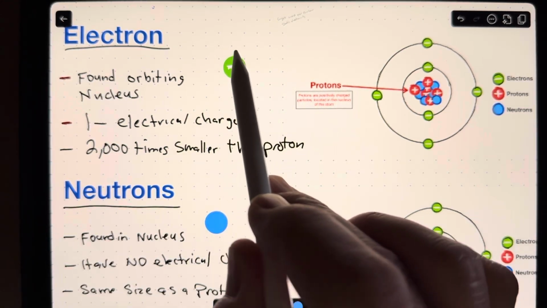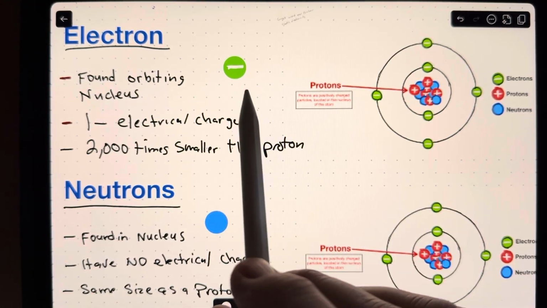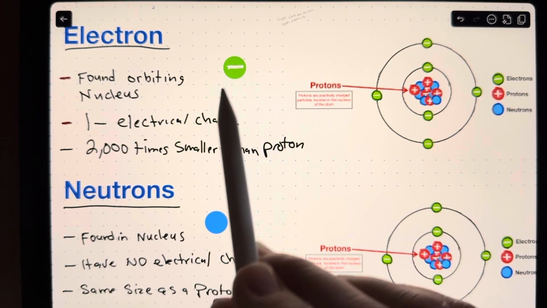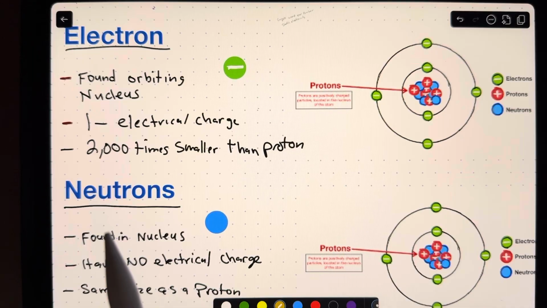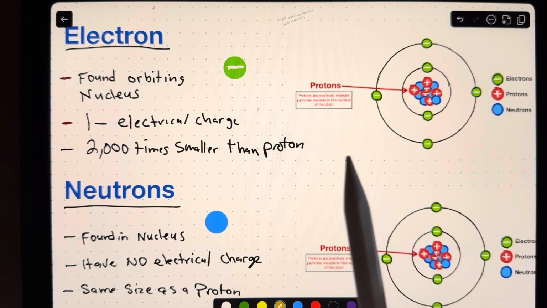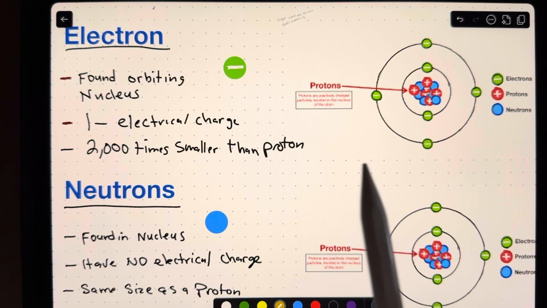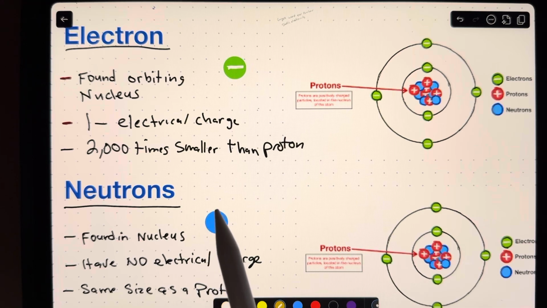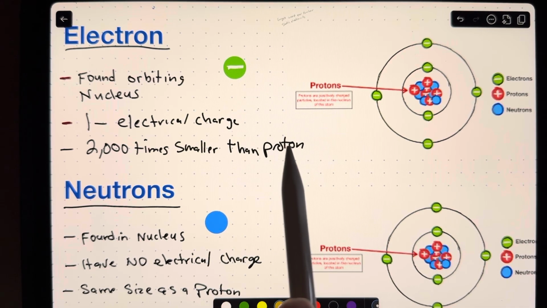Now, this little green particle, that's your electron. It has a negative electrical charge. Now, we know what that feels like. If you've ever touched a doorknob and got snapped, okay? That's an electrical charge. If you stuck your finger in a light socket like my friend Nick, you felt that, right?